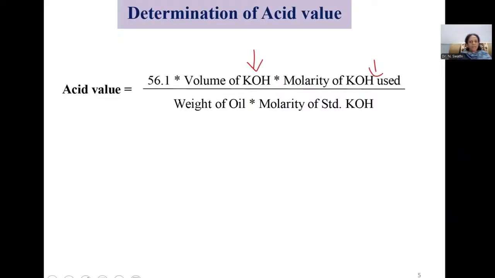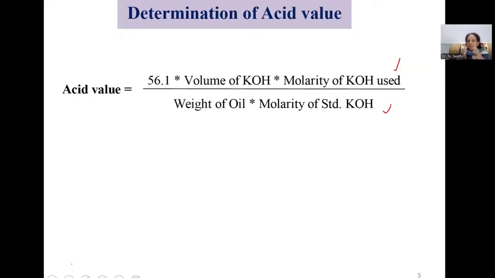Okay, multiplied by the molarity of the standard potassium hydroxide. So here two molarity terms are there, students. One molarity term is in the numerator, another molarity term is in the denominator. Okay. Because potassium hydroxide is a secondary standard, whenever you are using potassium hydroxide in a titration, you have to determine its molarity. So that means you have to perform the standardization of potassium hydroxide also along with the acid value determination.